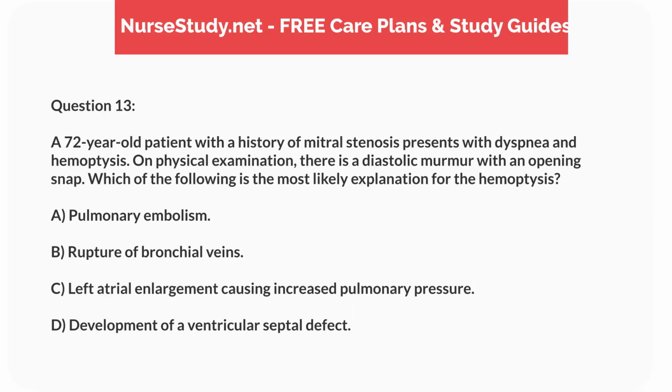Question 13. A 72-year-old patient with a history of mitral stenosis presents with dyspnea and hemoptysis. On physical examination, there is a diastolic murmur with an opening snap. Which of the following is the most likely explanation for the hemoptysis? A. Pulmonary embolism. B. Rupture of bronchial veins. C. Left atrial enlargement causing increased pulmonary pressure. D. Development of a ventricular septal defect.